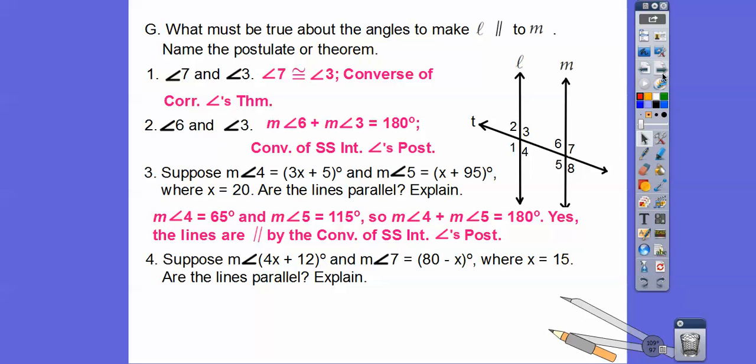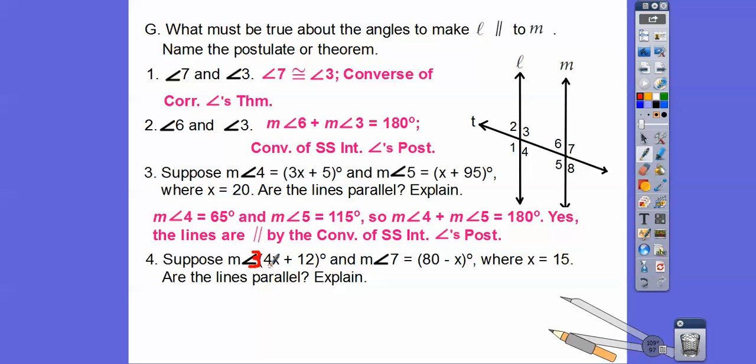Okay, this says, suppose that the measure of angle, let's see, 7. I think this is supposed to say the measure of angle 3. Okay, so I'm pretty sure that's supposed to be a big fat 3 there. Let's put that in there. Okay, it's going to be hard for me to draw this with my finger. There's supposed to be an angle 3 right there.